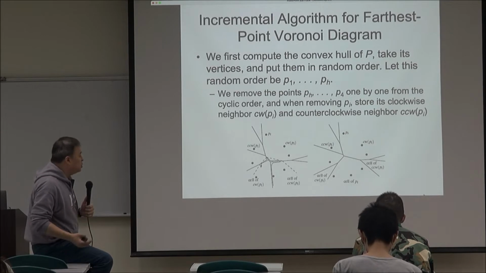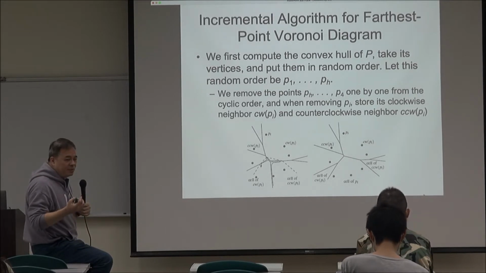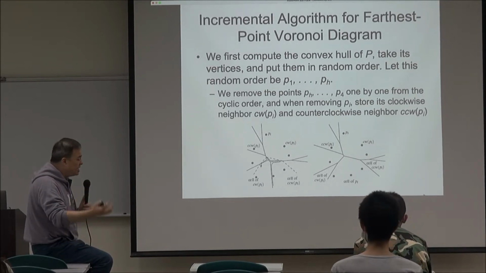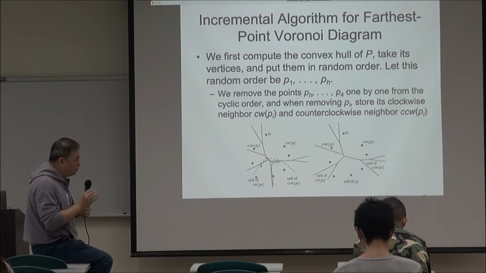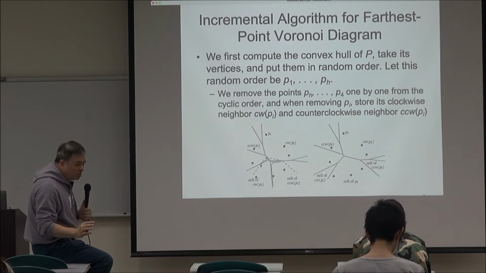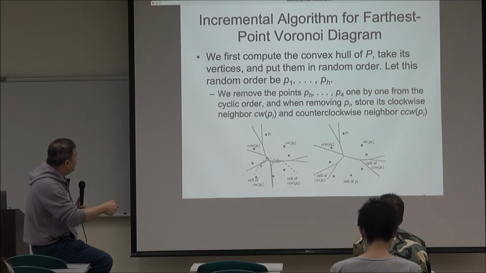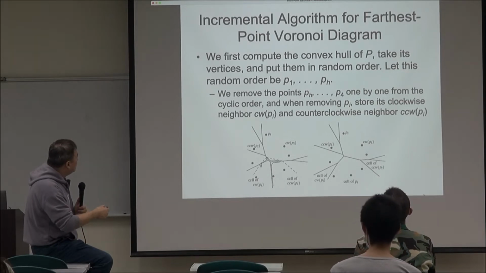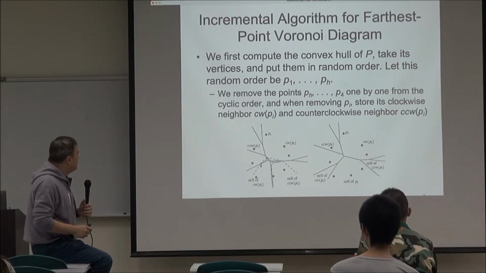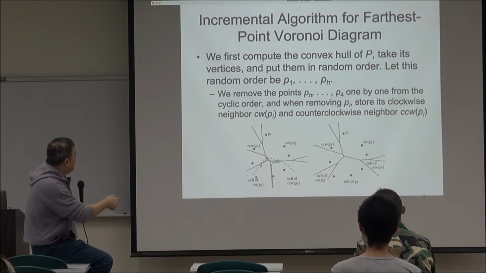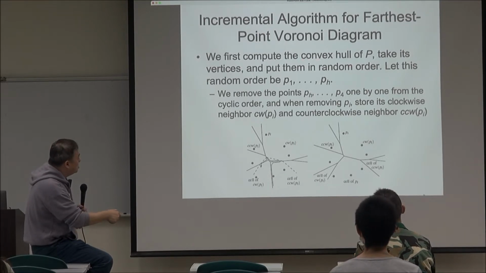It's an incremental algorithm. You are going to add sides side by side. Okay, you are going to add one side at a time. But it's also randomized. It's also randomized. So what happens is that first we compute the convex hull of P.